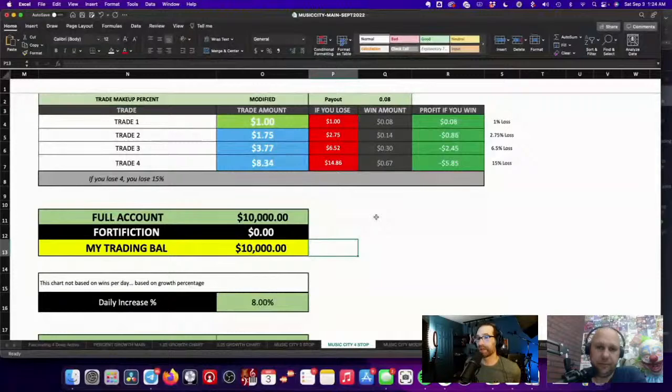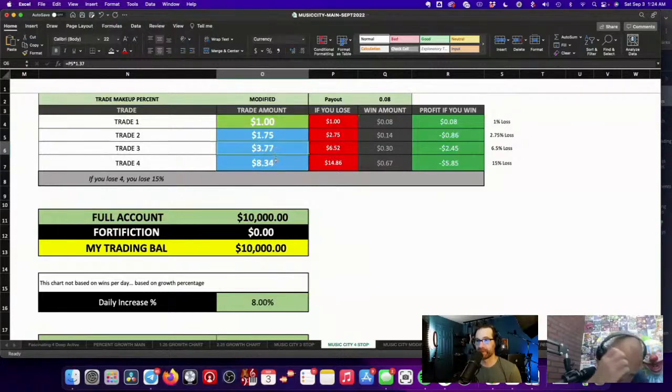If you lose 4 trades on this plan, and this is what I wanted to talk about, you'll only lose 15% of your account. So you start with $1. Your next trade is $1.75. Your next trade is $3.77, and then this does not work.